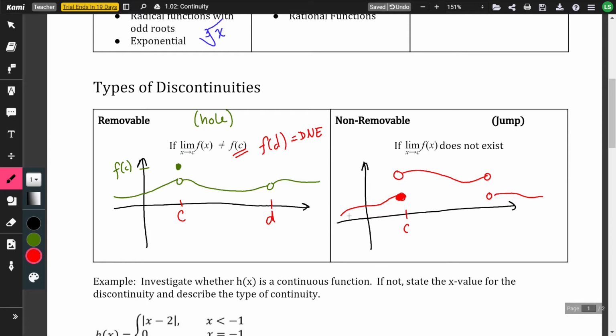Let's rephrase that. You do have a limit from the left, you do have a limit from the right, but because the limits do not agree on the same y value, the overall limit as x approaches c does not exist, and that creates a non-removable discontinuity. This is sometimes referred to as a jump discontinuity because of the way that the function jumps from one piece to another piece. This also works if the jump does not actually have a point value at that particular x value, similar to the way the removable discontinuities can also exist.